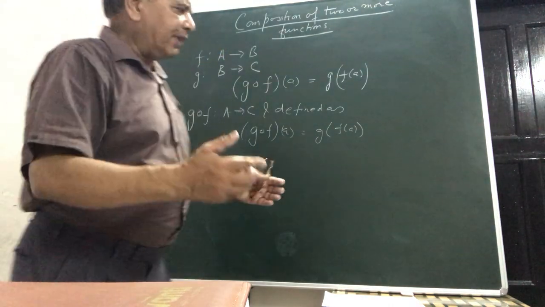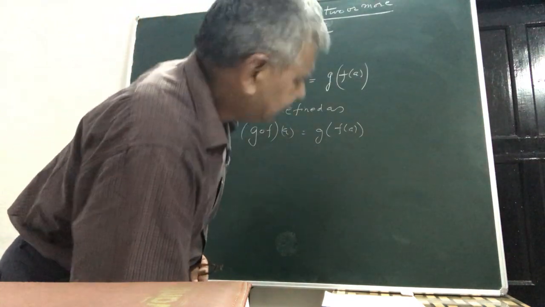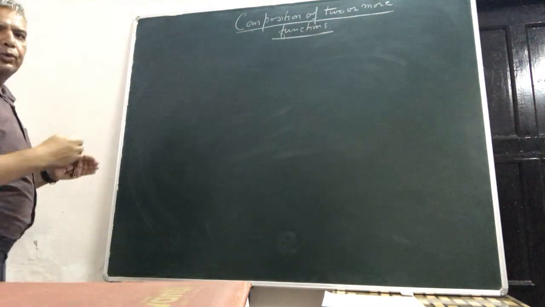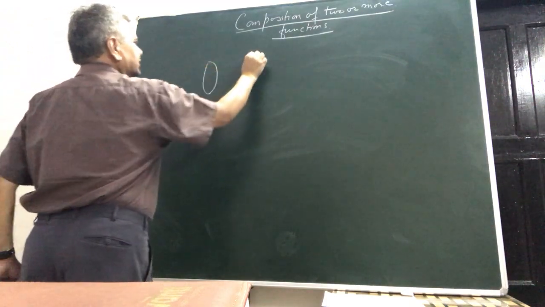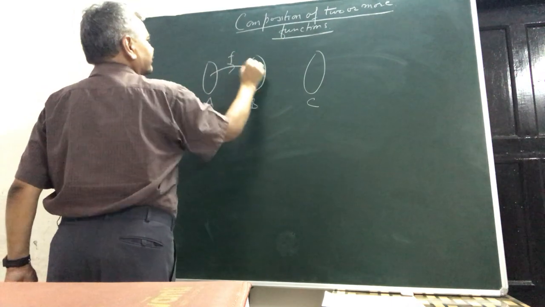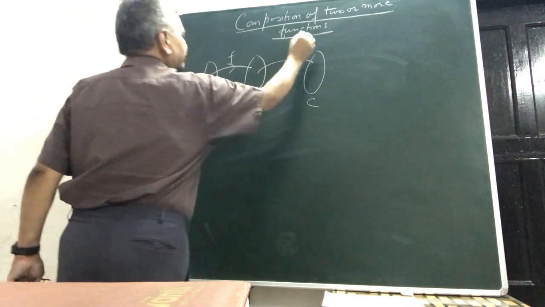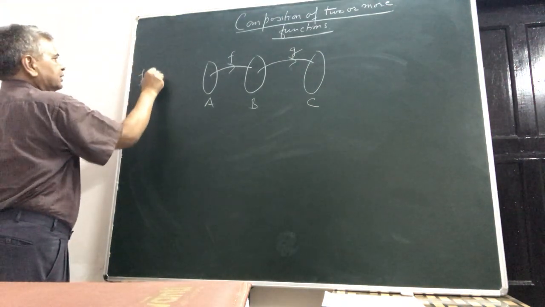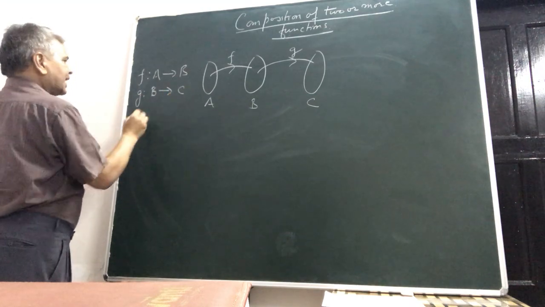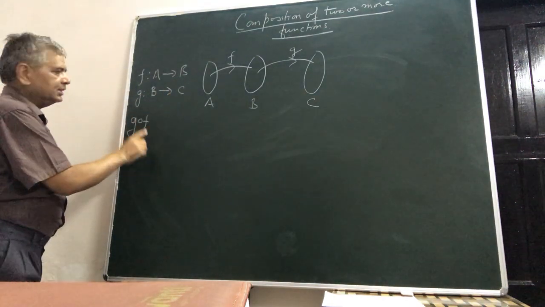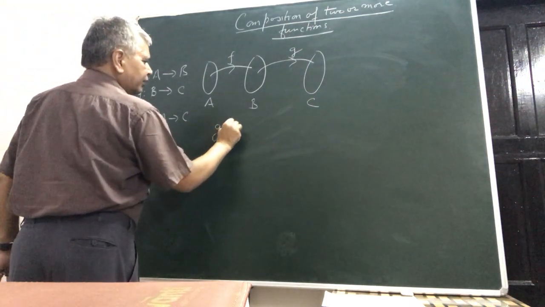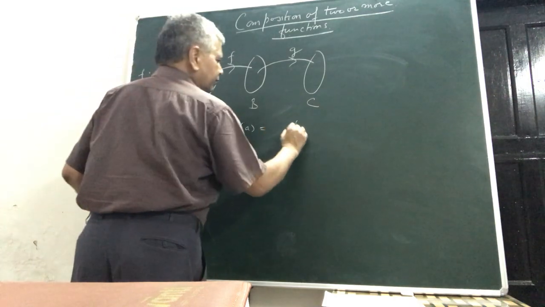Now we take a certain example to clarify things, but first there are some important things I would like to tell you. Let us explain it pictorially. Suppose this is set A, this is set B, this is set C. These are non-empty sets, and F is a function from A to B, and G is a function from B to C. Then, as I said, GOF is again a function, defined from A to C. And in what manner? We have already said that (GOF)(a) will be equal to G(F(a)); first you will find the element F(a).